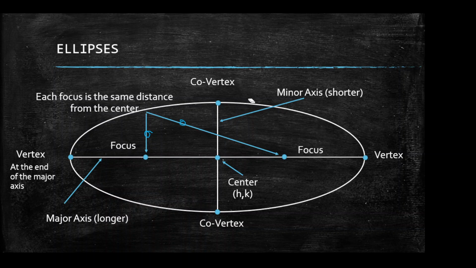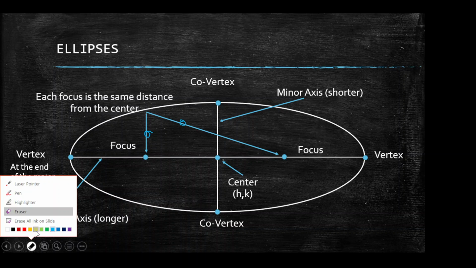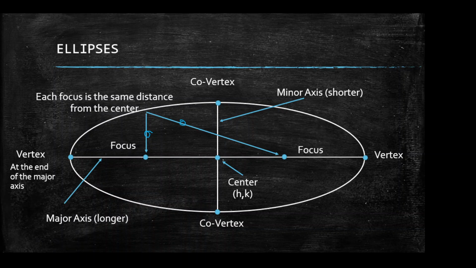So the center point of my ellipse is the point H, K, just like the center of my circle was the point H, K. But instead of having a radius, I have these 2 sides. So we're going to call the long side A and the short side B. All right, so here is my long side. Here is A.